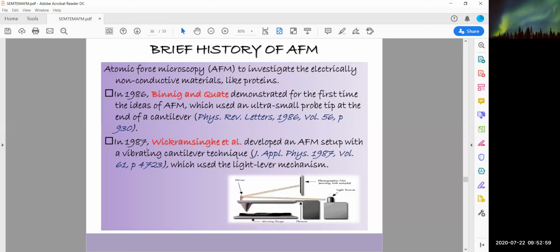And in 1987, Vikram Singh et al. developed an AFM setup with a vibrating cantilever technique. And it was published in the Journal of Applied Physics in 1987, which used the light lever mechanism.